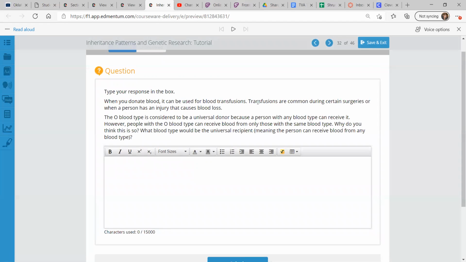When you donate blood, it can be used for blood transfusions. Transfusions are common during certain surgeries or when a person has an injury that causes a lot of blood loss. The O blood type is considered to be a universal donor because a person with any blood type can receive it. However, people with the O blood type can receive blood only from those with the same blood type.